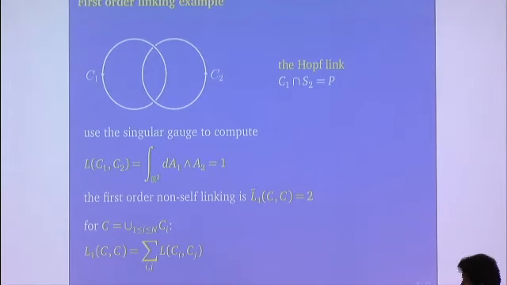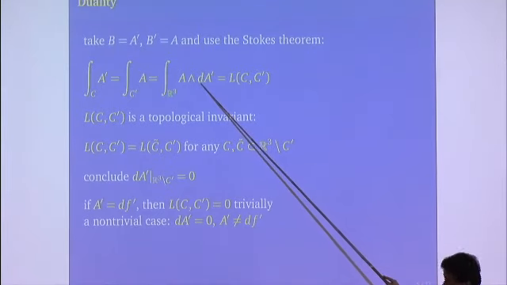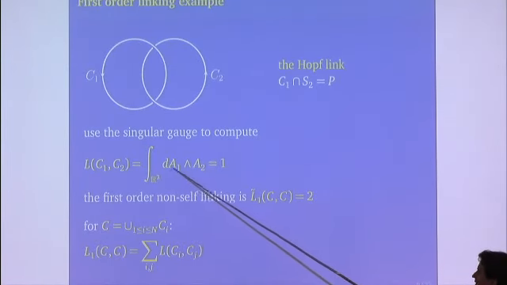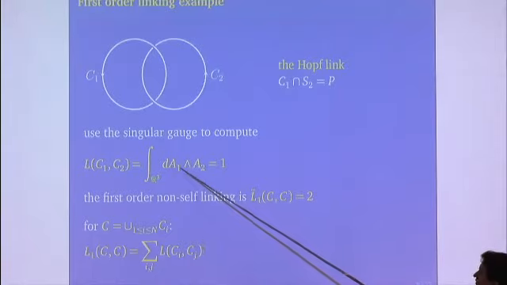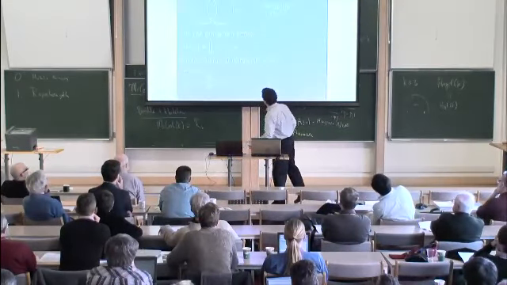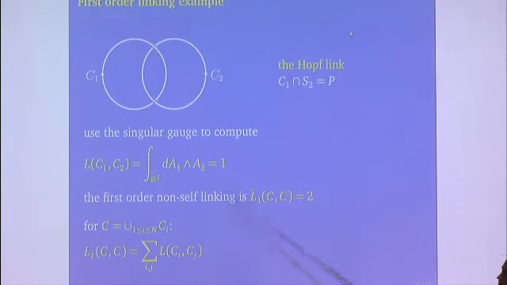And using the formula I just displayed, what you need to find is A wedge dA prime, or the other way around by Stokes' theorem. And you can easily see that the only point that contributes to this integral is this point P, and because of the choice of normalization, you will obtain that this is 1. So it's a very simple way of proving that the Hopf link is linked. The first order linking number of it is 1.